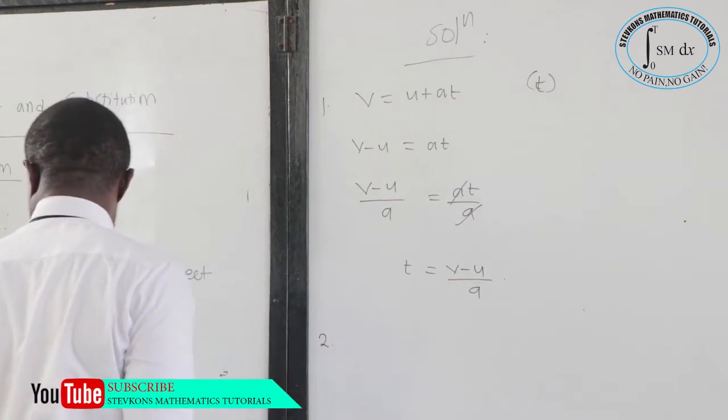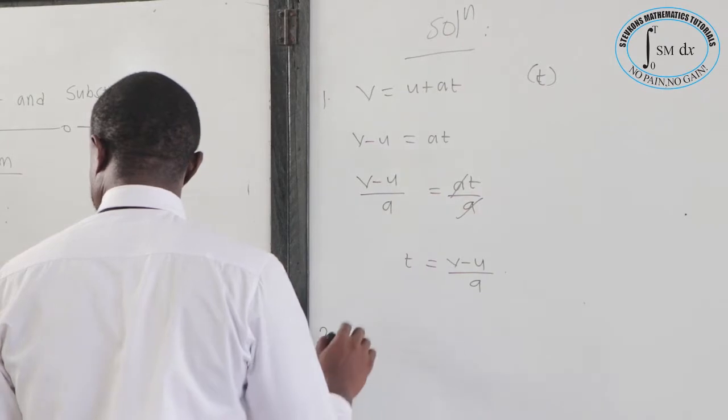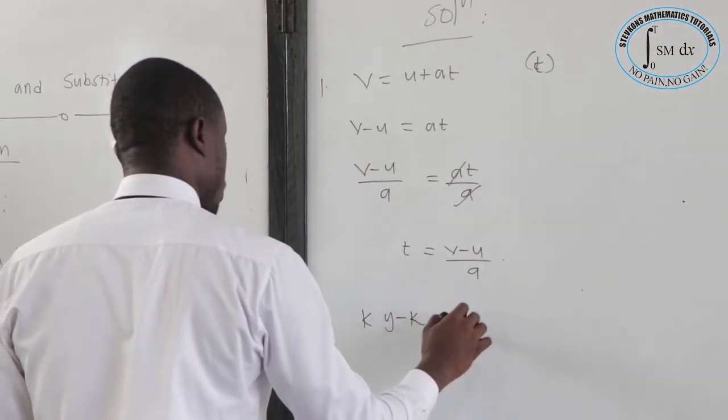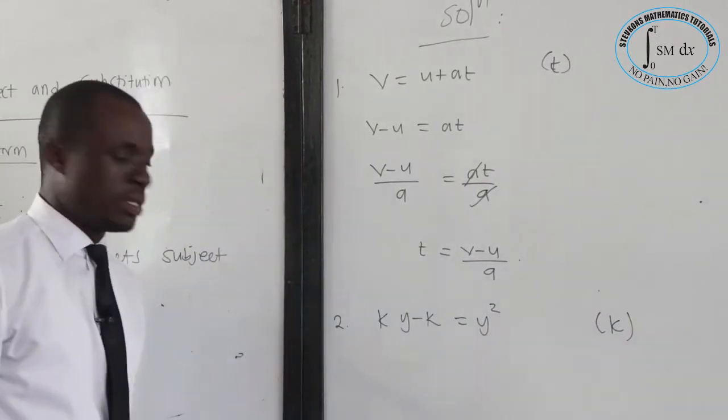Now let's see the second one. We have the second equation. We have ky minus k equal to y squared. We want to make k the subject.